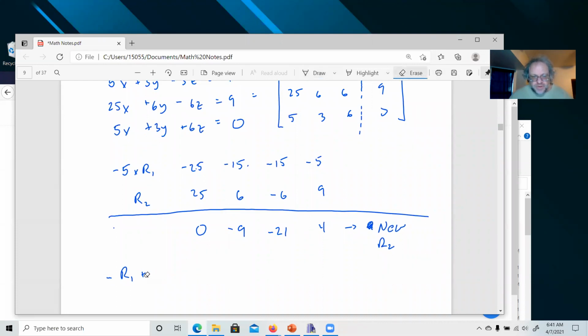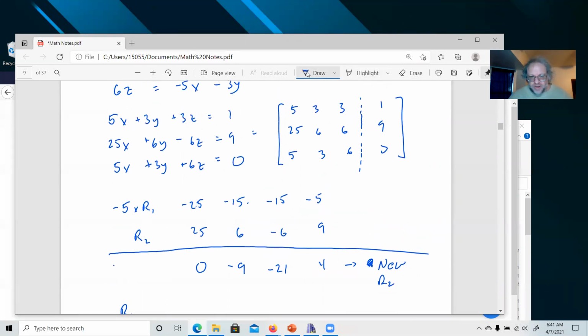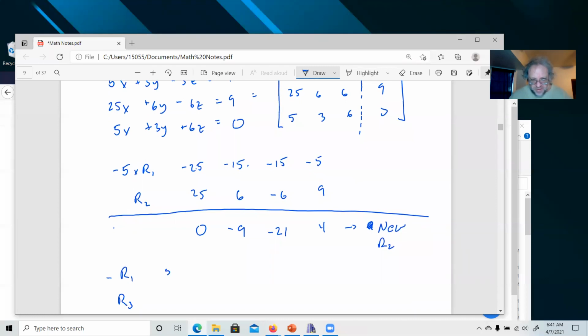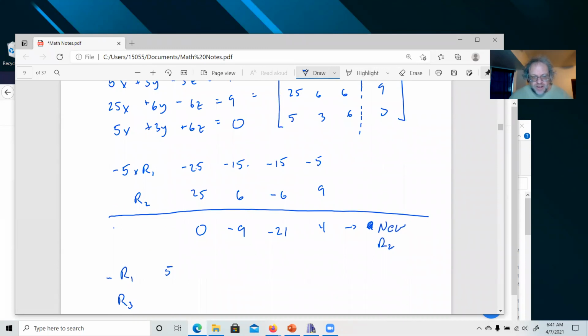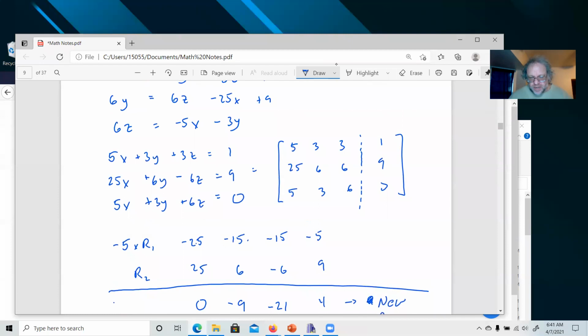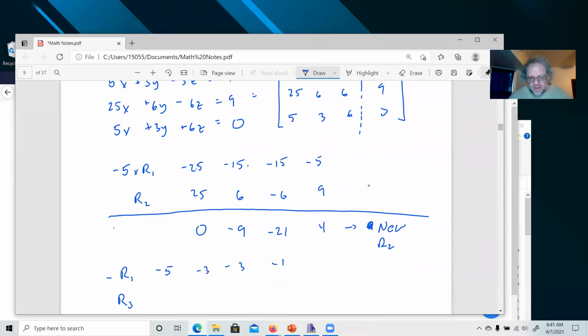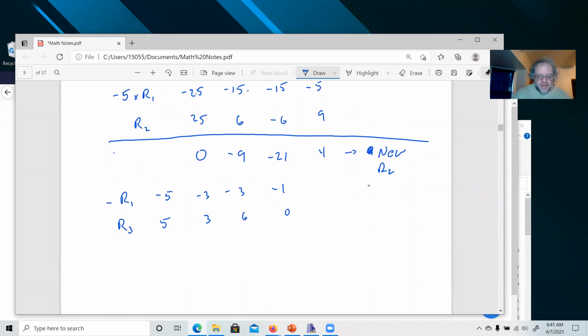Let's go ahead and do it this way. Negative row 1, and then we'll put row 3 here. Okay, you will find your own ways to do this. But now that you have more tools to say, oh, this is a matrix, you can look at YouTube for how to do row reduction with matrices. Yep, that's negative. And then we're just going to write down row 3, which is 5, 3, 6, 0. Okay. And add these together.